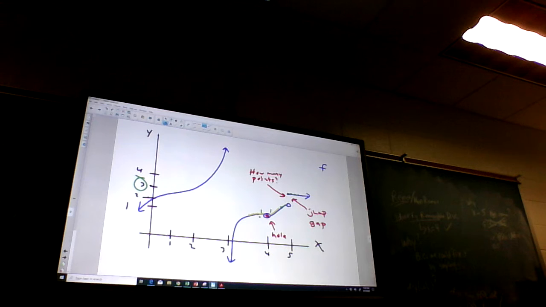So let me say this again. This was removable because the limit existed. Here, it's 1. This is non-removable because the limit did not exist.